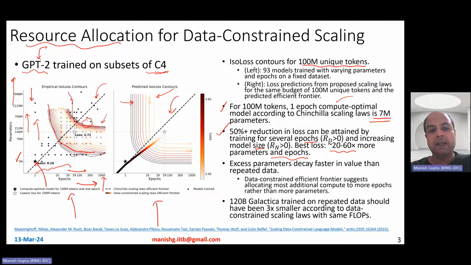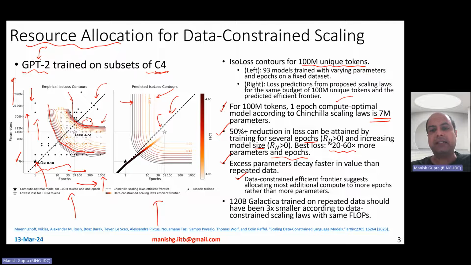And what you observe is that this one deviates from the Chinchilla law. So Chinchilla law basically says approximately alpha is equal to beta. So you don't care about N and D. You want to reduce the loss. You could scale your model or you could scale your pre-training data. Both of them have similar effect. Okay. But what is observed is that when you're repeating the data, that law does not work. It deviates. In fact, what is observed is that excess parameters decay faster in value than repeated data.